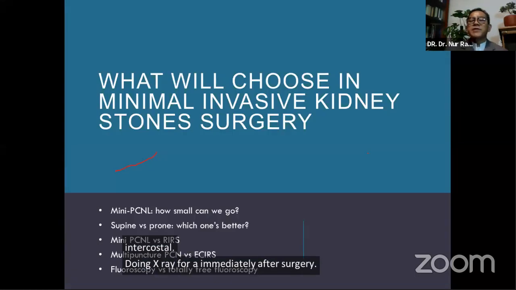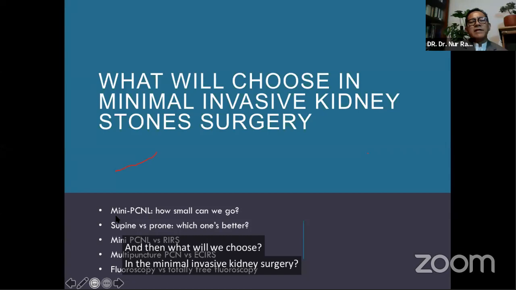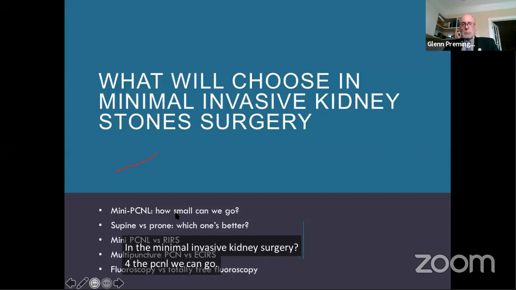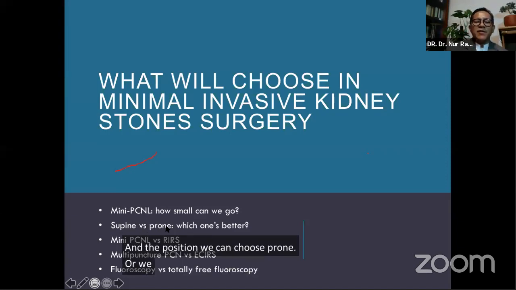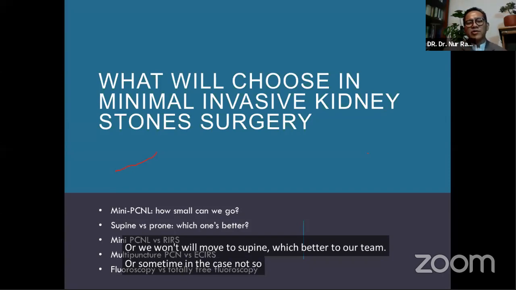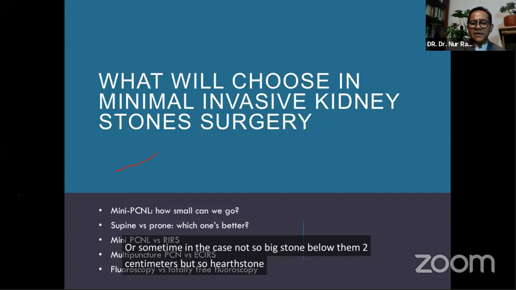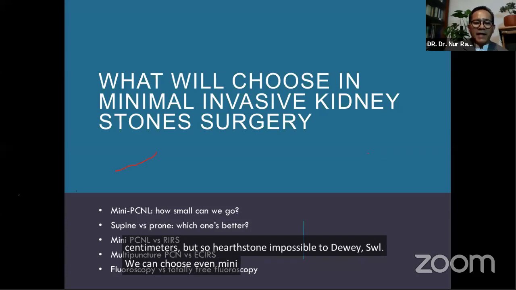And then what will we choose in minimal invasive kidney stone surgery? For PCNL, we can go lower, but how low? And the position, we can choose prone, or we move to supine, whichever is better for our team. Or sometimes in a case with a not so big stone, below 2 centimeters, but a hard stone, impossible to do ESWL, we can choose even mini PCNL or RIRS.